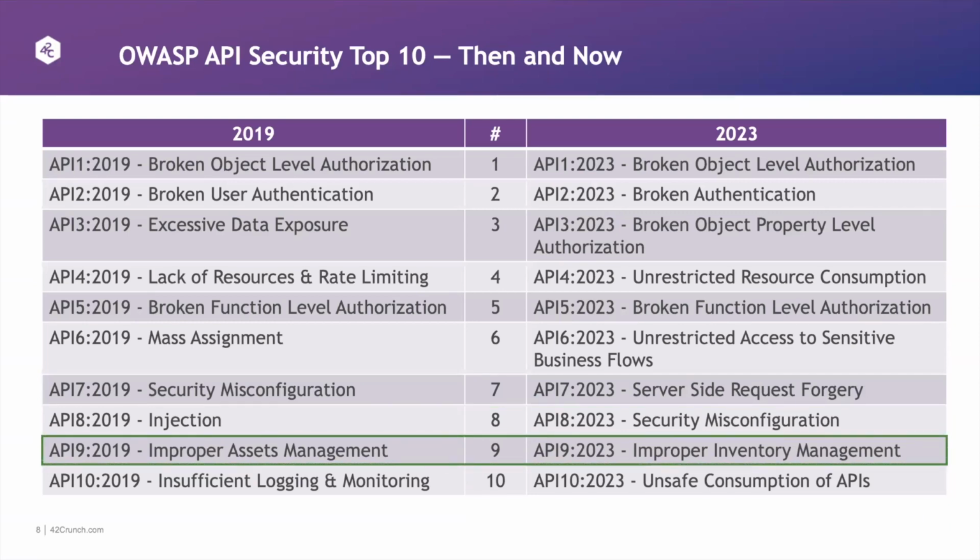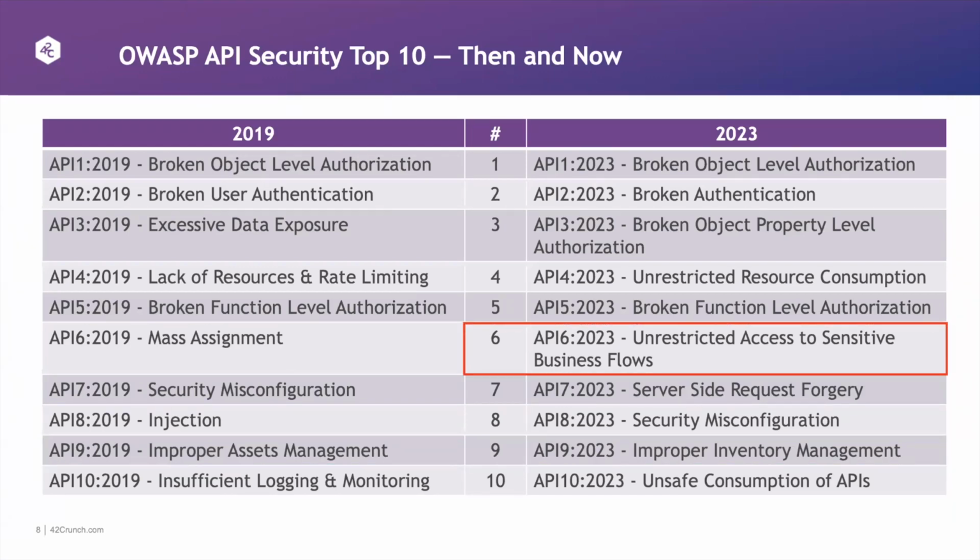We've got improper assets management, which changes to a slightly broader term and a more, I think, just industry accepted term nowadays. That's improper inventory management. That's about knowing what APIs you have and what you don't have, and which of those are under your control. So it's all addressing the issue of shadow and zombie APIs.